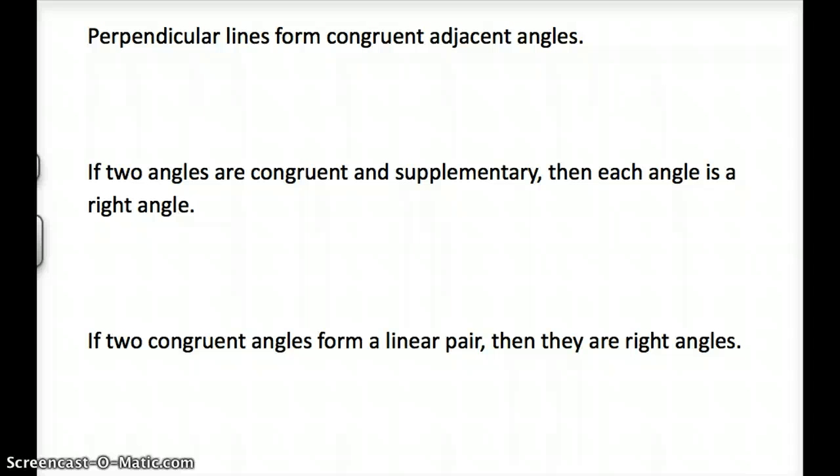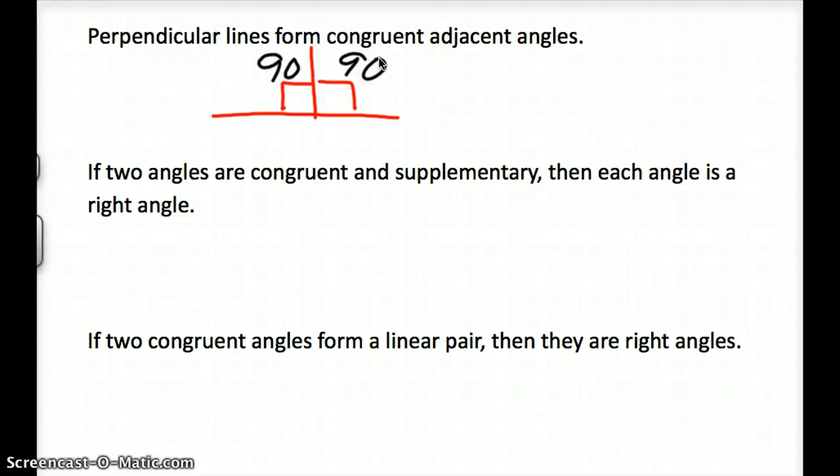Perpendicular lines form congruent adjacent angles. If I have perpendicular lines intersect at a right angle and a right angle, then this angle will be 90, that angle will be 90. If they're both 90, they're equal. If they're equal, then they're congruent.